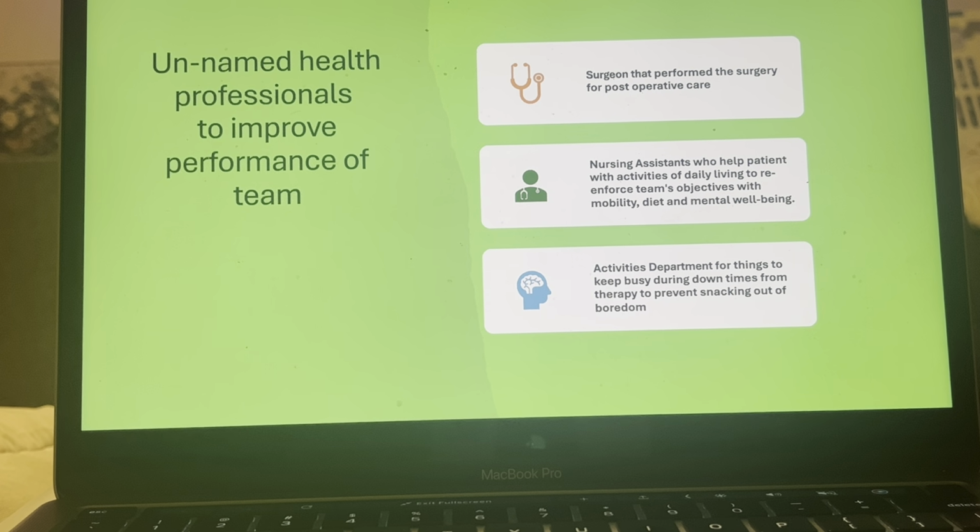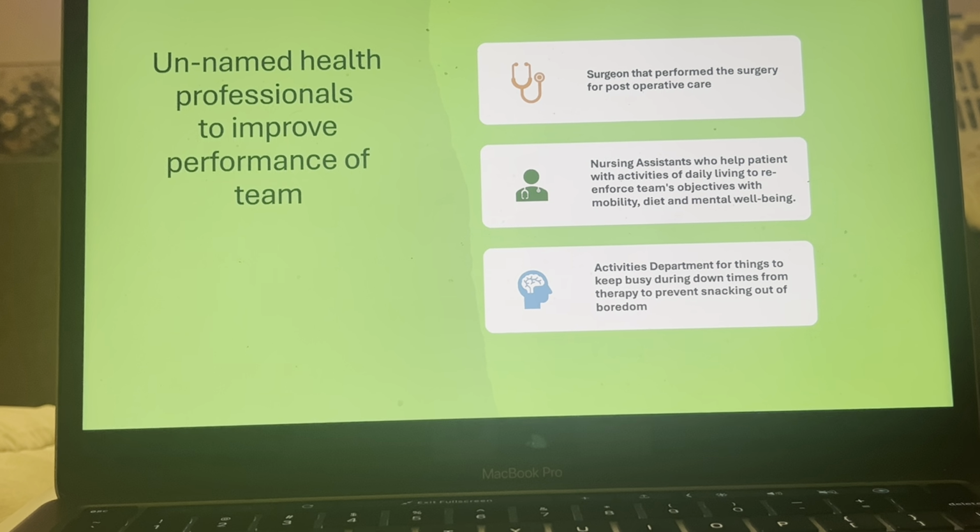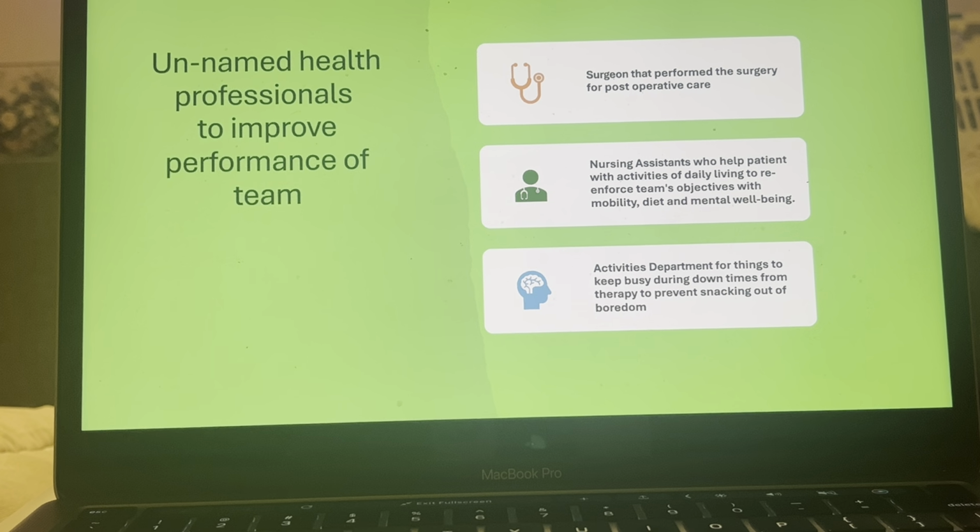The nursing assistants help the patient with activities of daily living like bathing, washing, walking, dressing. They're with them most of the time. They can reinforce the diet and just being there and listening to the patient, sitting on the bed, rubbing their back, being an empathetic ear. Nursing assistants are wonderful.